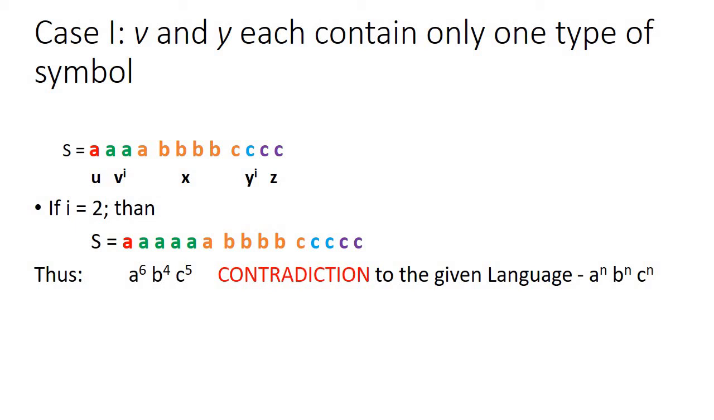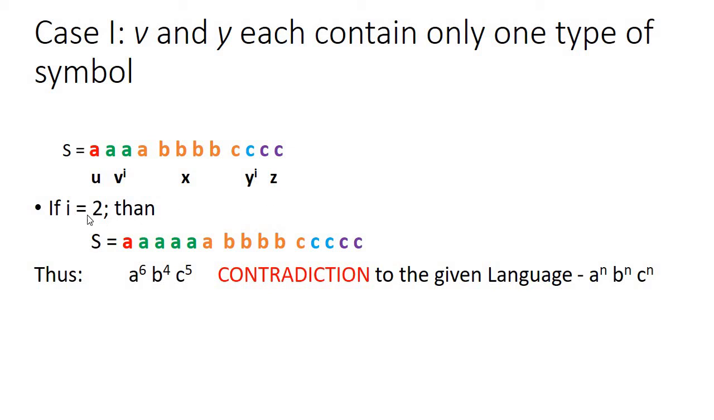So case 1, v and y each contain only one type of the symbol. That is the case which we are going to implement in this particular example. As p is 4, these are 4 a's, 4 b's, and 4 c's, and we need to split this string into 5 parts where v and y only contain one type. So here v is containing a and y is containing c. Whatever is in between v and y must be taken as x, whatever is before v we can say u, and whatever is after y we can say z.